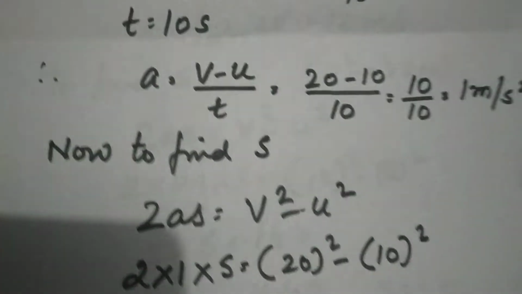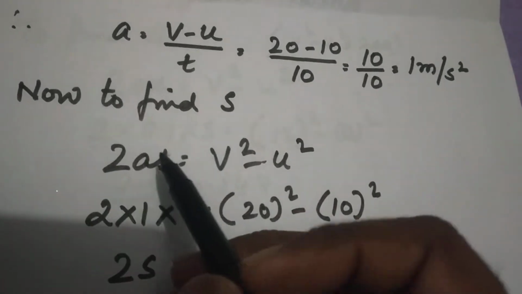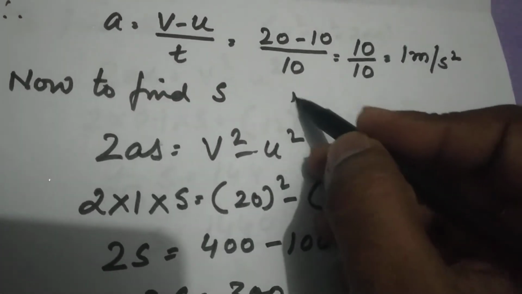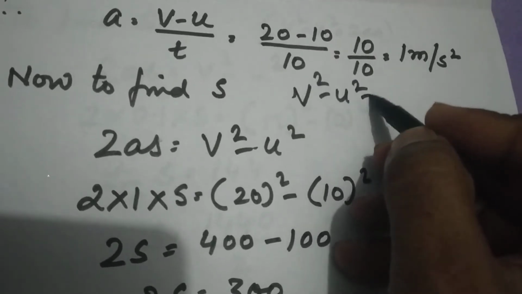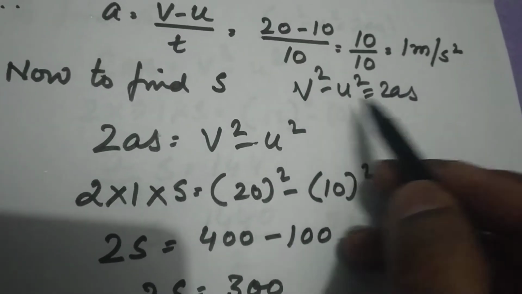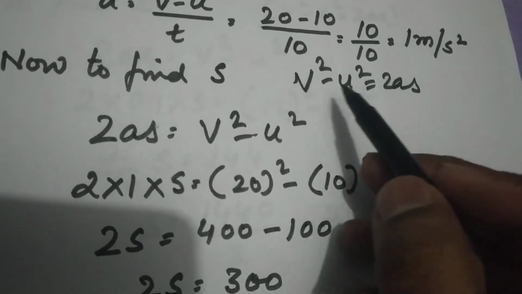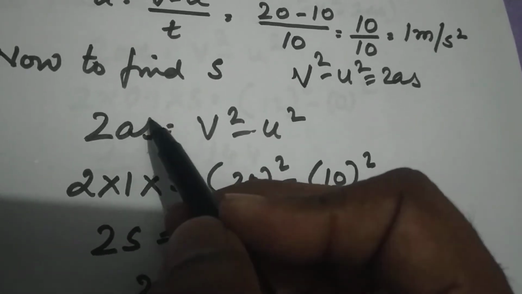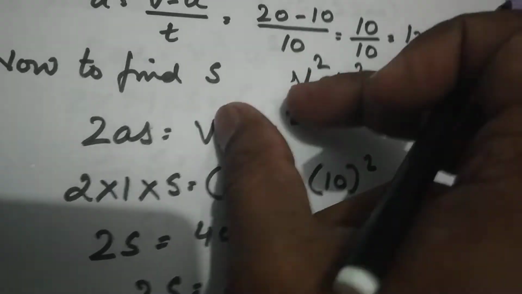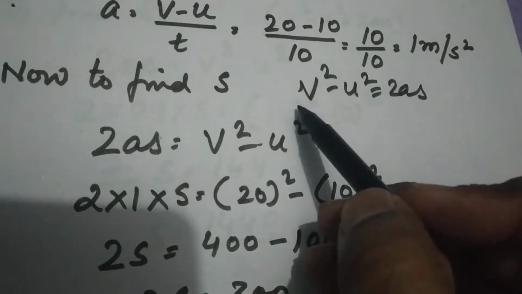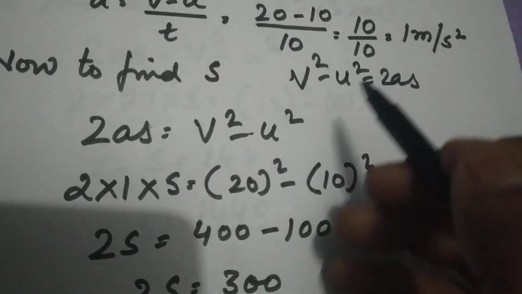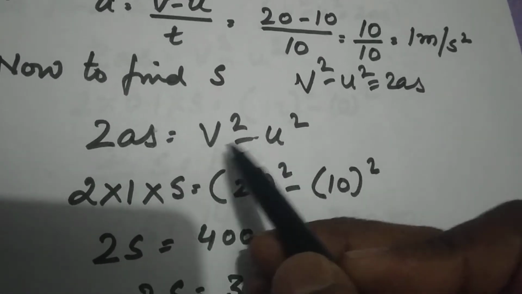So how to find s? Please understand that for calculating s, we apply the third equation. It is good to apply the third equation. We have reversed the sides because there is an unknown quantity on the left hand side. You can write v square minus u square is equal to 2as, or you can write 2as is equal to v square minus u square, that is the same.